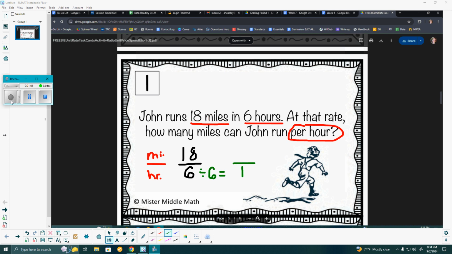So 6 divided by 6 equals 1. 18 divided by 6 equals 3. So therefore, John can run 3 miles in 1 hour. I'm about to switch to a new problem, so make sure you have this written down.